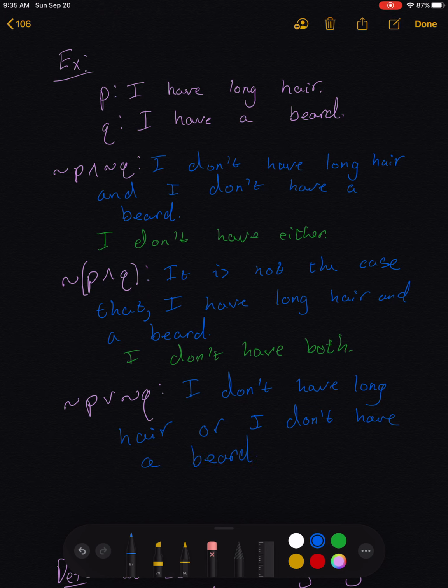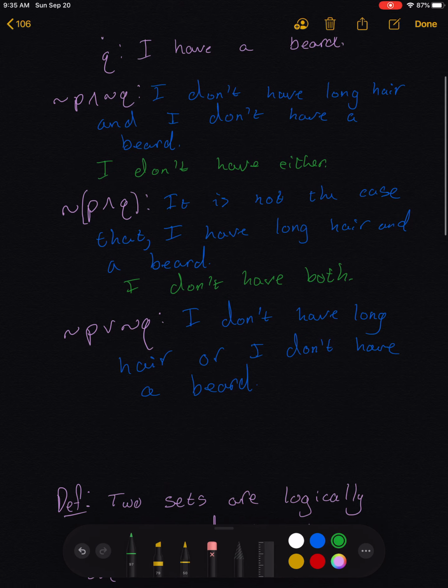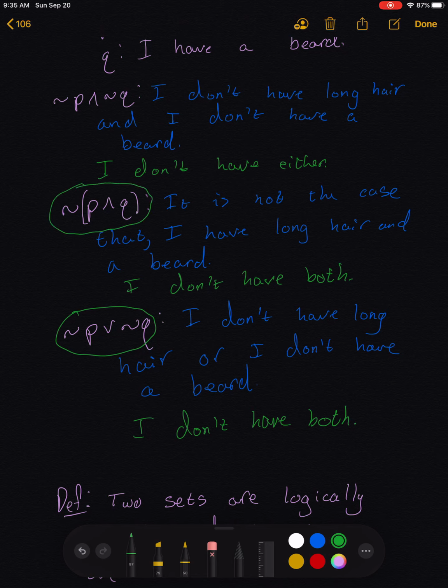Okay, so what does this mean? This is saying either I don't have long hair or I don't have a beard. In other words, I don't have both. I must be missing one or the other. I don't have both, which was the same as the second one. Okay, so again, if we read through that again, the statement, I don't have long hair or I don't have a beard, it's saying I'm missing one or the other, so I don't have both. So we see here that this statement, negation P or negation Q, was actually the same as this statement, the negation of P and Q.